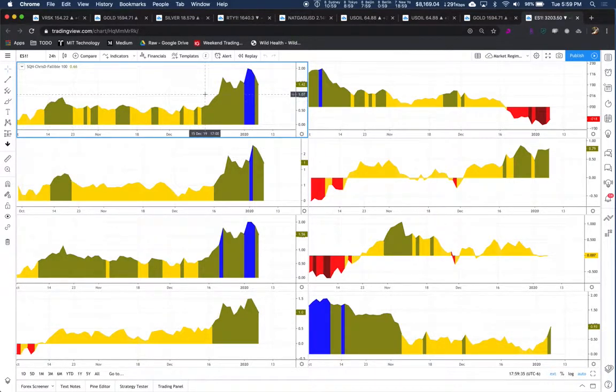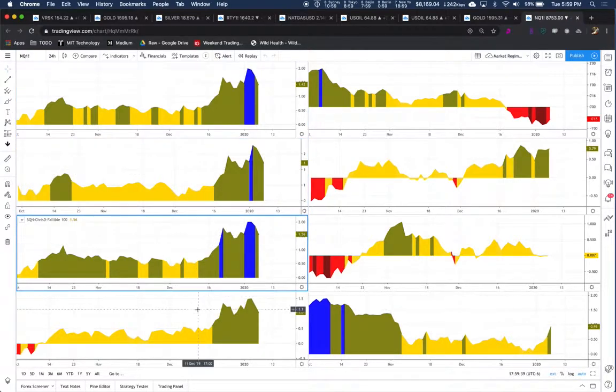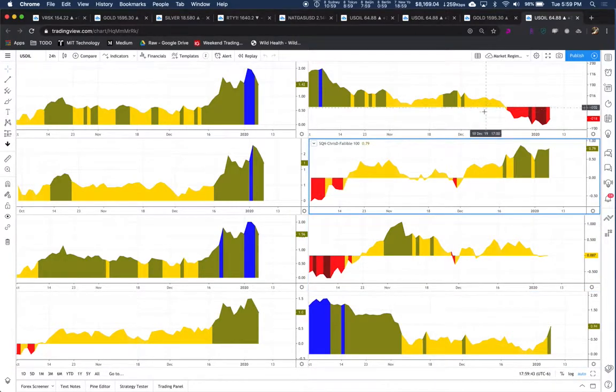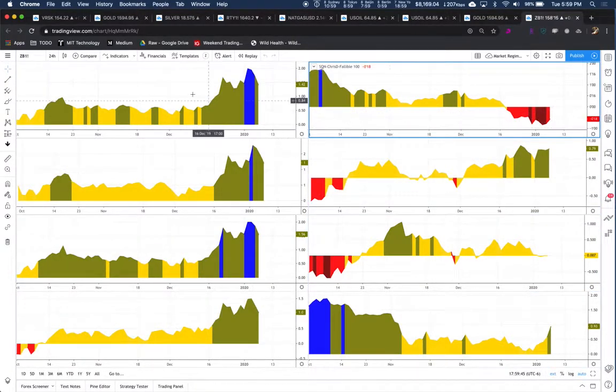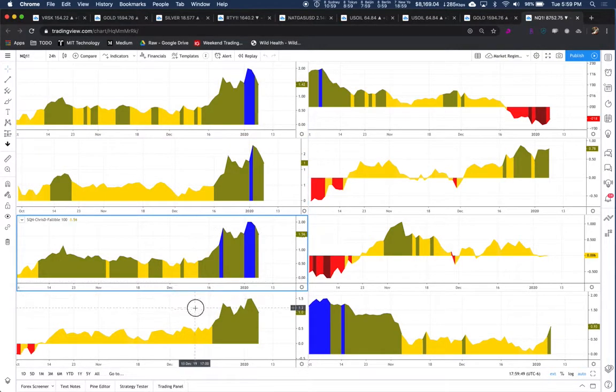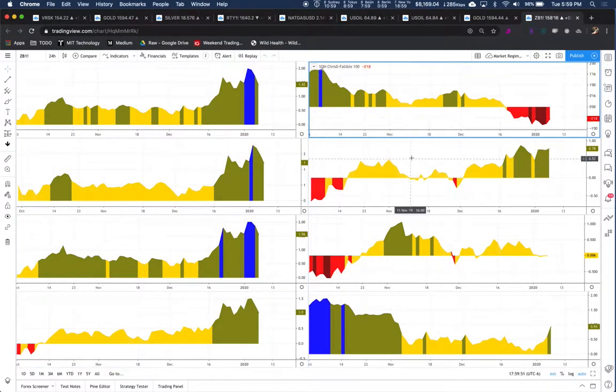So then what I did is I just put this SQN indicator across all the different charts that I would be looking to day trade. So we have the S&P, we have the Dow, we have the NASDAQ, we have the Russell. Here we have bonds. You can see that one's negative, so generally speaking, we'd be looking to go on the short side instead of long.